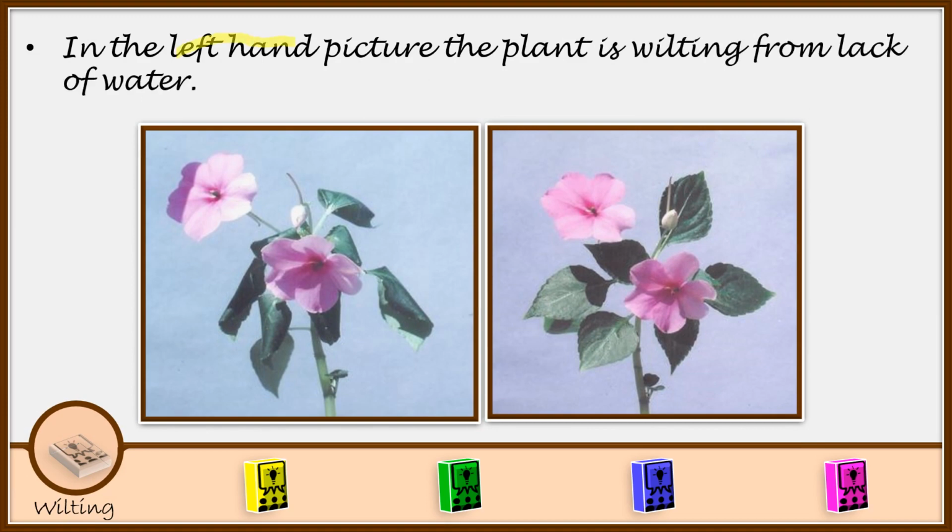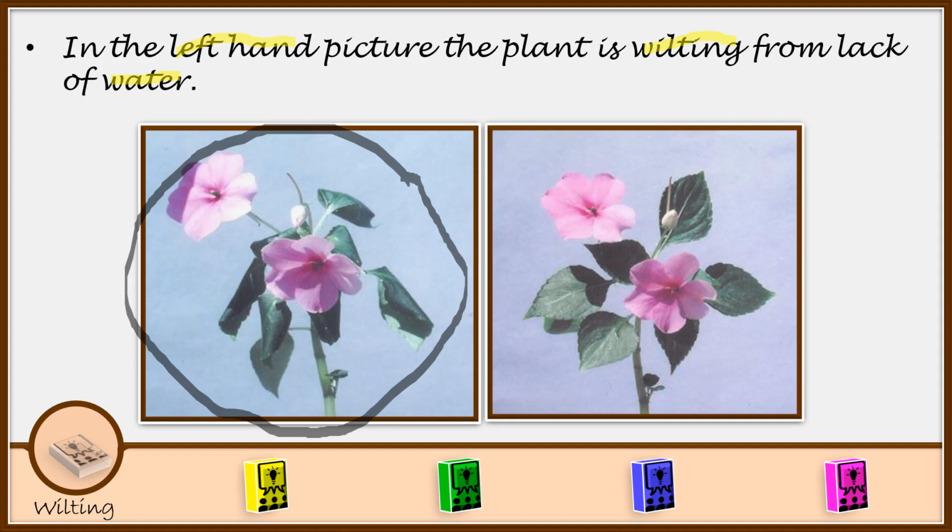In the left-hand picture, the plant is wilting from lack of water. We have our picture here. It shows that the plant is wilting. As you can see, the leaves are becoming bent or curled, and that is what we are calling wilting, because it lacks water.